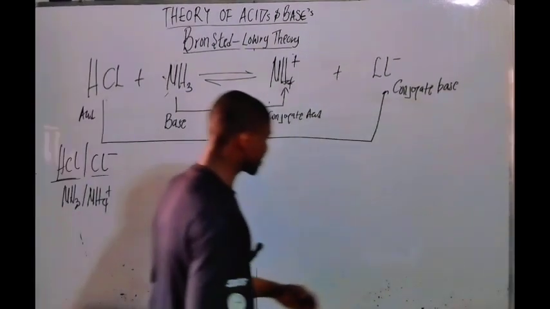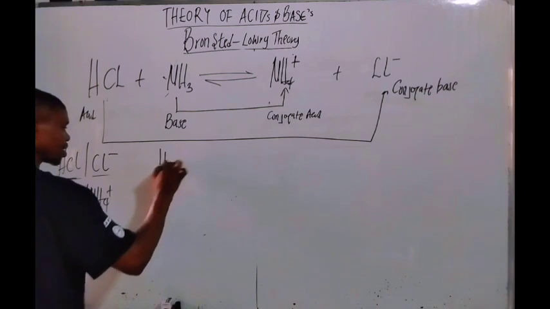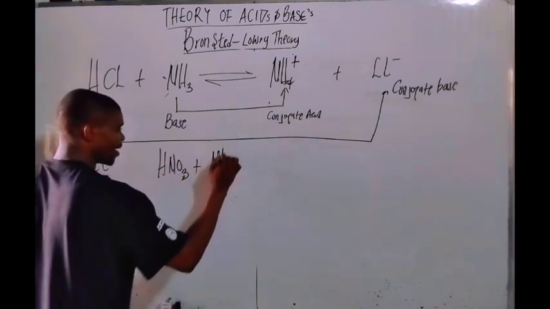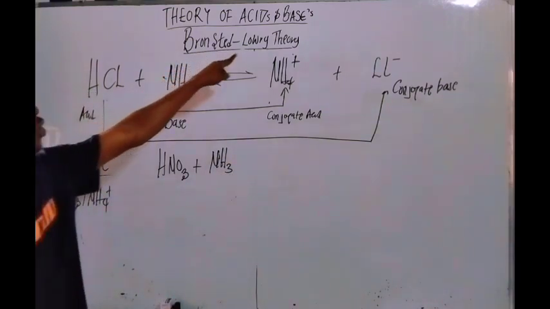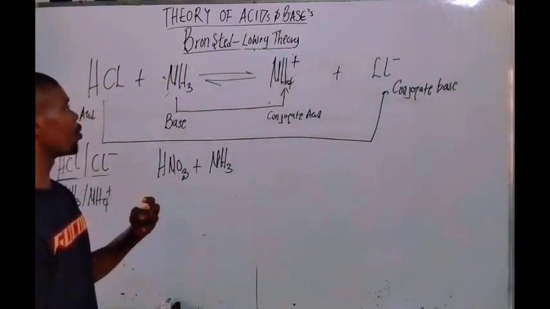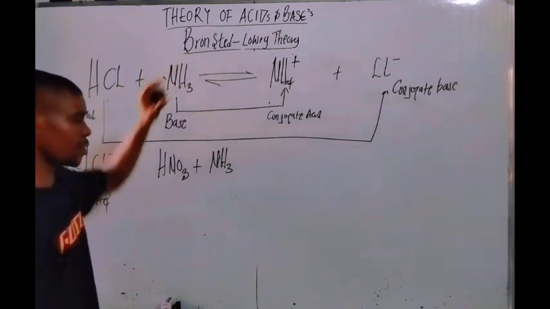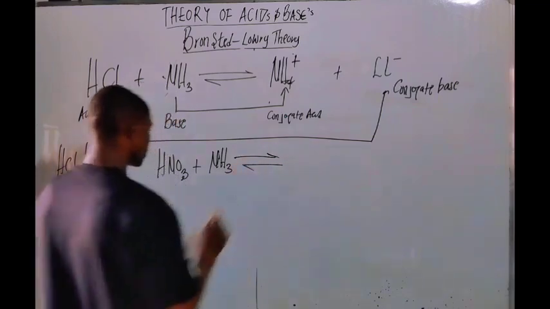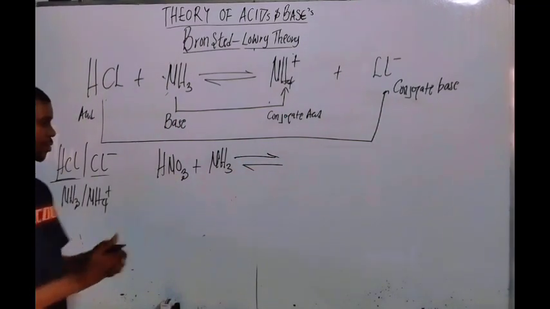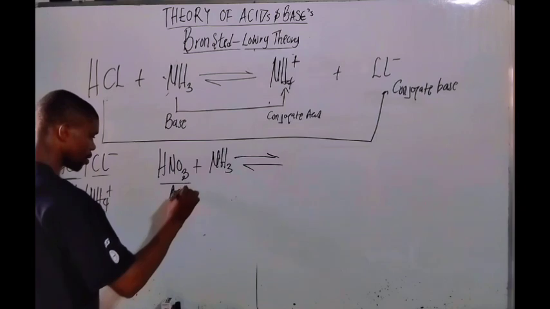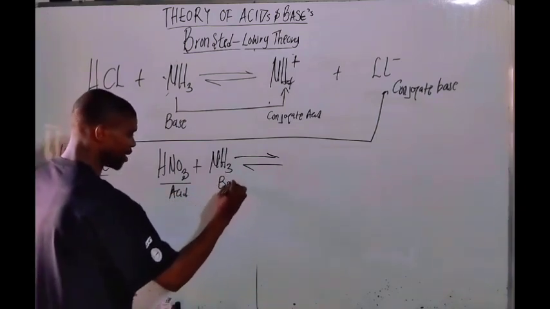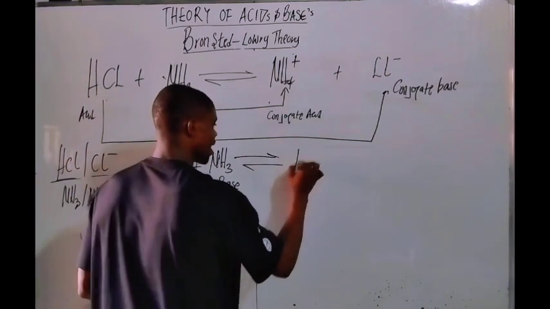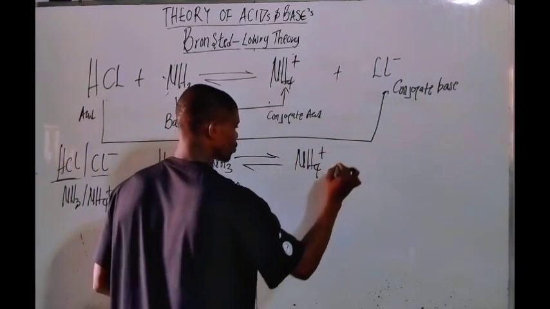Now, if for example here we have HNO3 plus NH3. For the sake of the Bronsted-Lowry concept here, the bases I'm going to use more are NH3 and water. Do you understand? So now let's look at this one here. This guy will be the acid. Here will be the base. Now this guy will lose a proton to this other one here. Here we now have NH4 plus.